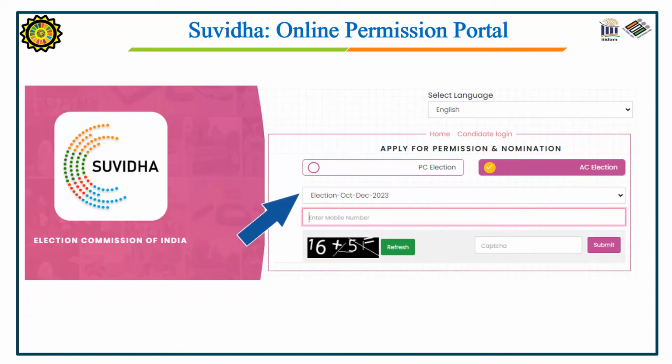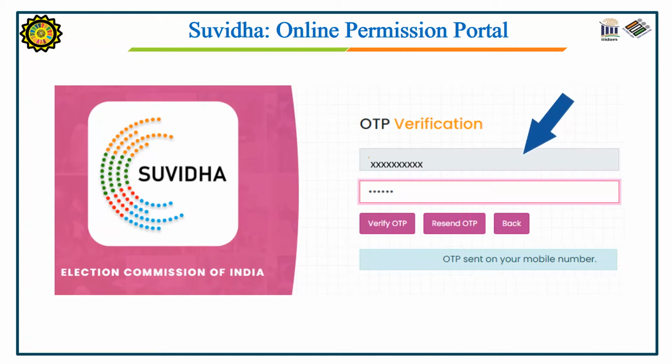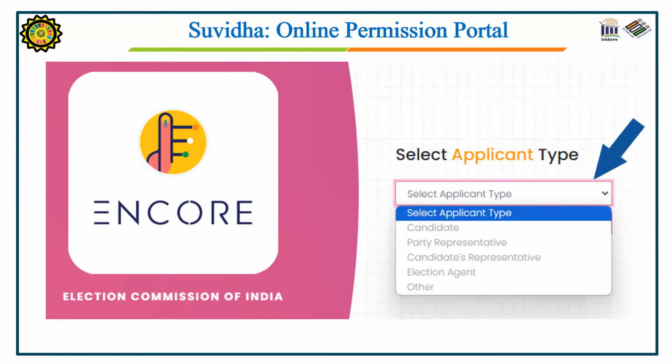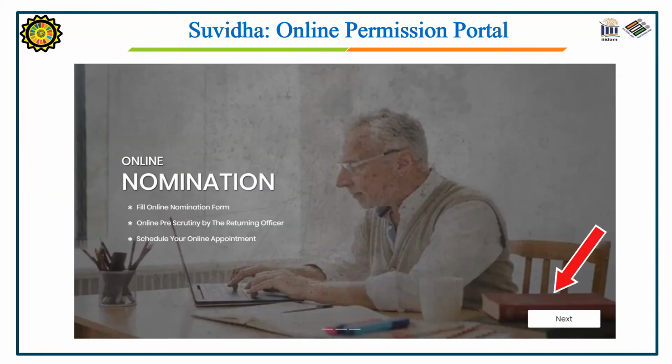Then you will select the month of the election. Enter a mobile number, then enter the CAPTCHA and then press the submit button. After pressing the submit button, write the mobile number for getting the OTP. Enter the OTP. Press the verify OTP button. Now select the applicant type. After selecting the applicant type, you will get this window. Press the next button.